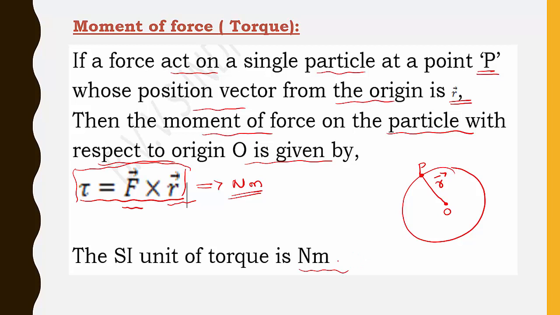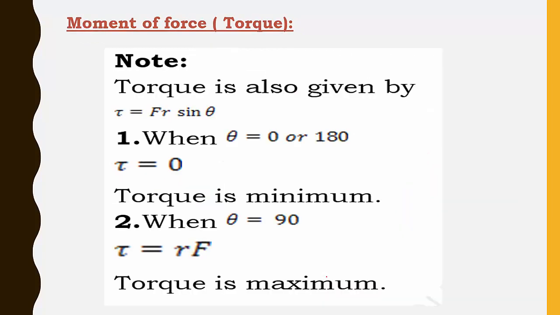Definition, equation, SI unit. These 3 points we have to remember. Is it clear? SI unit is Newton meter, equation tau equal to F cross r, and definition: turning effect of a force about an axis of rotation, or mathematically the product of magnitude of a force and perpendicular distance between axis of rotation and center of mass. So this is all about torque, which is also called moment of force.